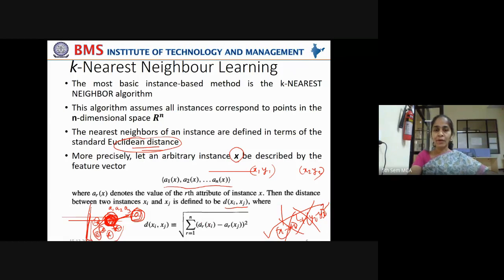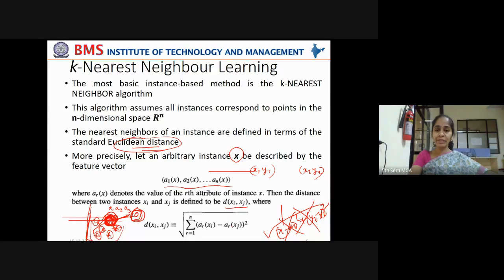Listen carefully. Now, you are representing it generally for the rth attribute, right? For every attribute, the distance is calculated, so you are taking r generally from 1 to n. How are you denoting that? The difference between attributes of the new instance and the existing instance. It is ar of xi, the new instance, minus ar of xj, the existing instance's attribute.